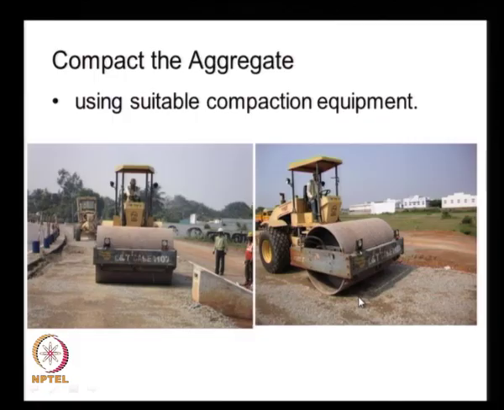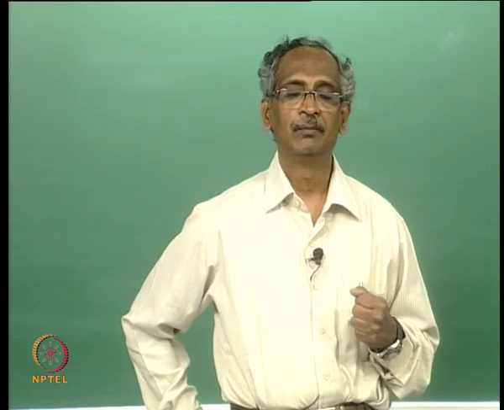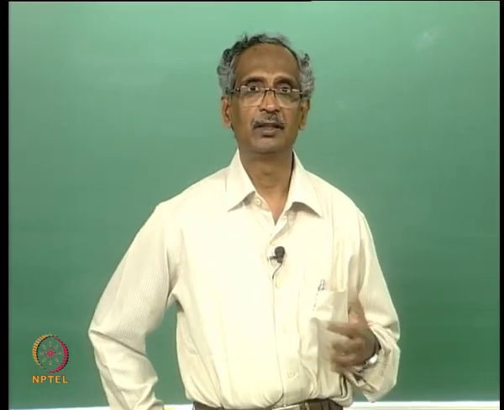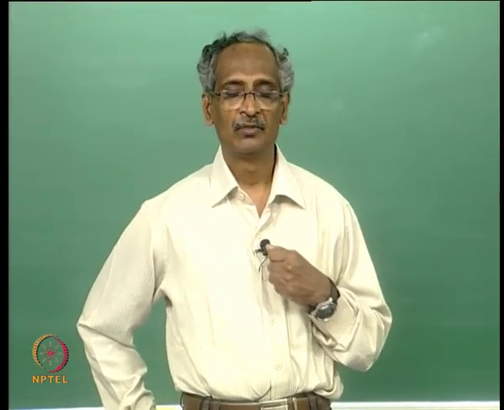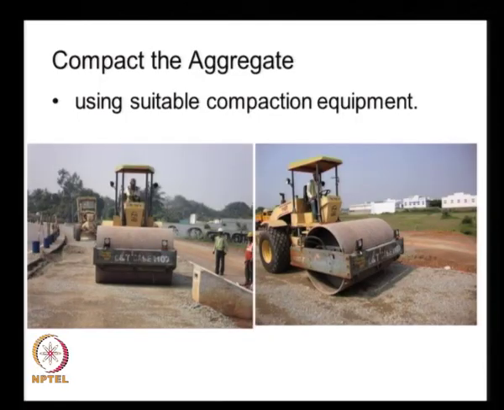And the quality of compaction is always monitored against the Proctor density, and we achieve at least 95% Proctor density after compaction, and that is usually checked by doing the field density test, either by sand replacement methods or by using the nuclear density gauges. We can monitor the densities.